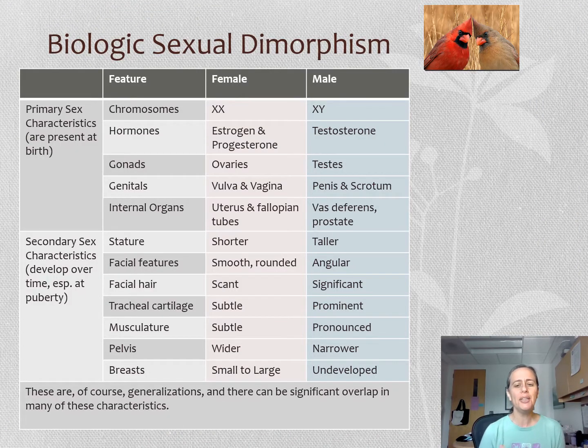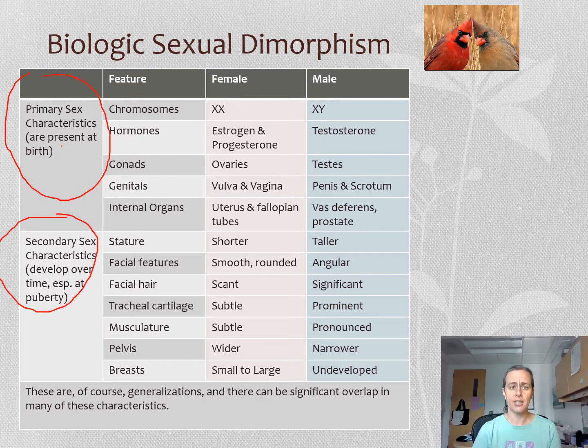So if you put them all together, and I know this chart is really busy and I don't expect you to memorize it, but I want to point out a couple of things in terms of how we can think about these different body features. So the first thing I want to draw your attention to is: is something a primary sex characteristic or is it a secondary sex characteristic?